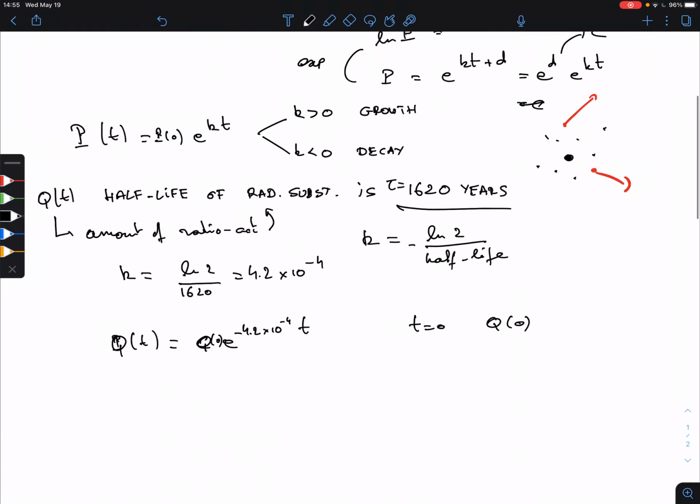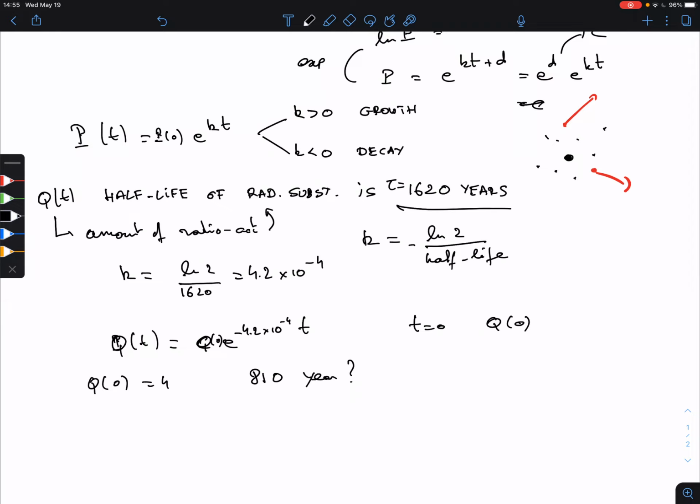Okay. So, for instance, if Q0 is 4, one would ask, how much is there left after 110 years? So we plug that into the equation and we work that out. I'm not going to do the details. That is just number crunching, that's not interesting at all. This is more explained in the book.